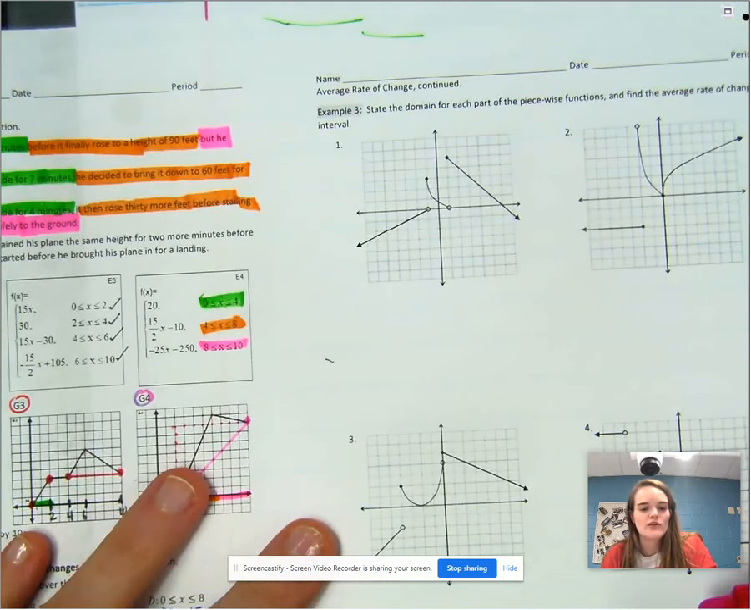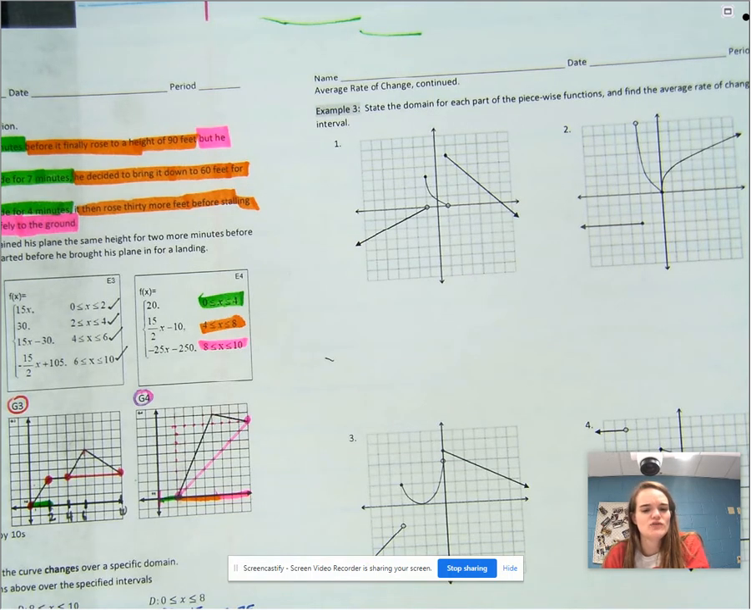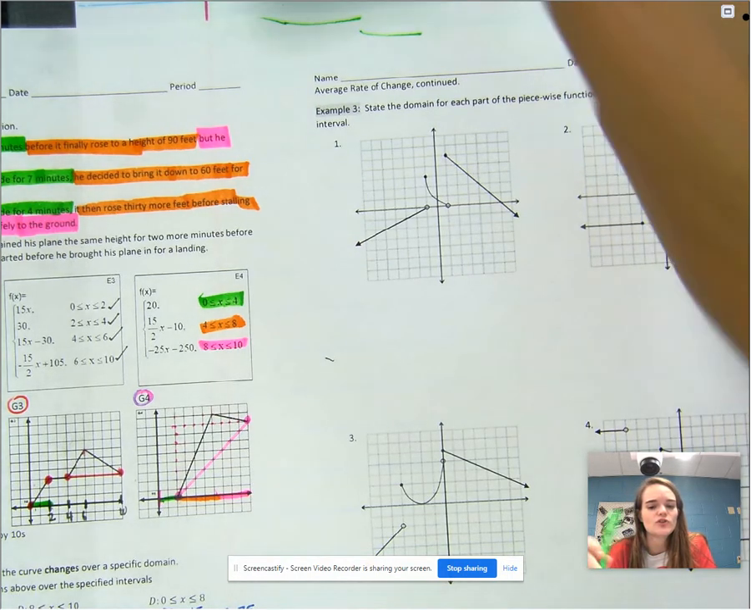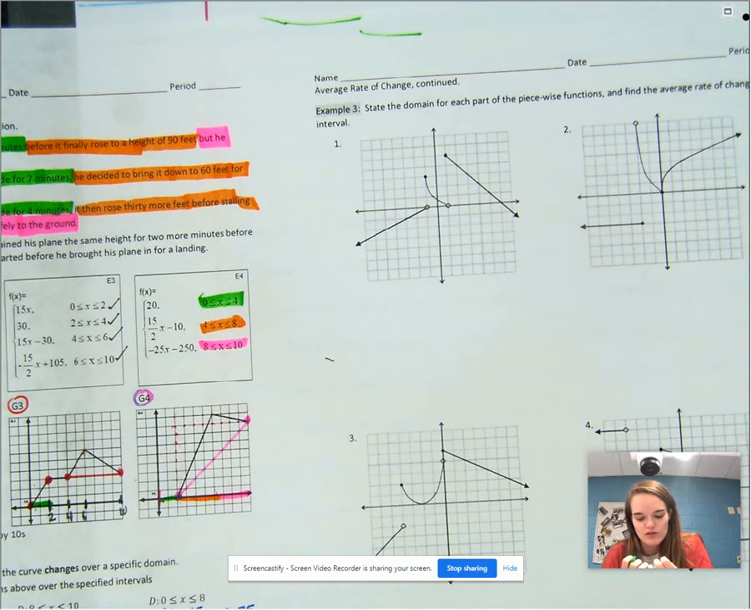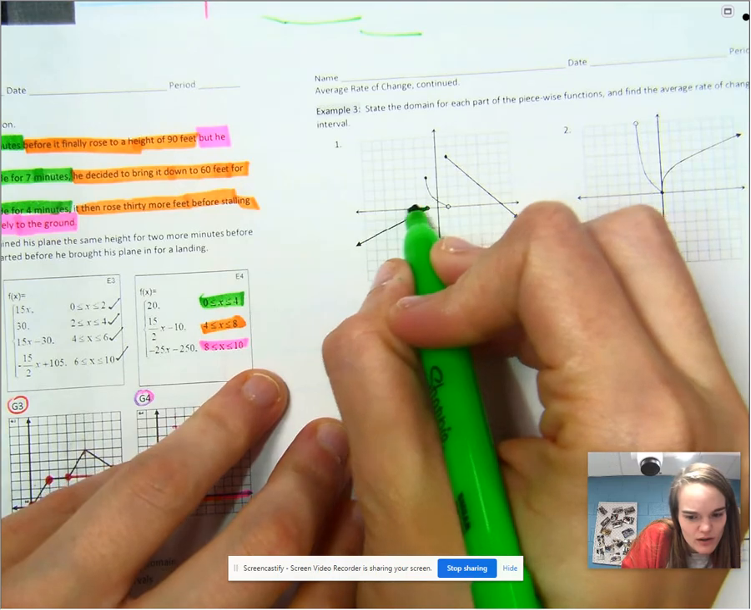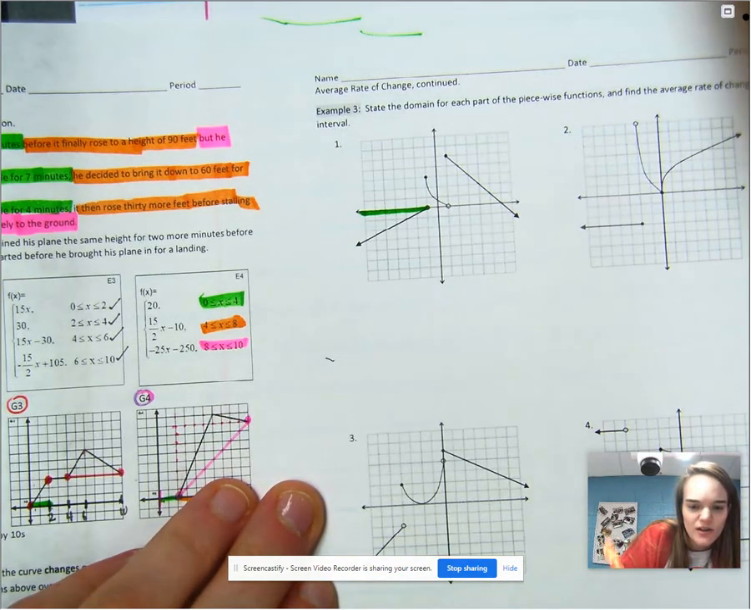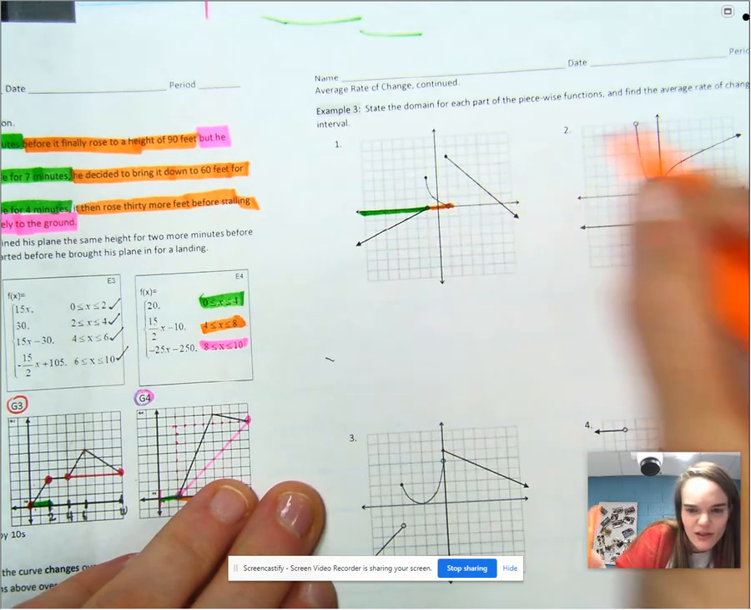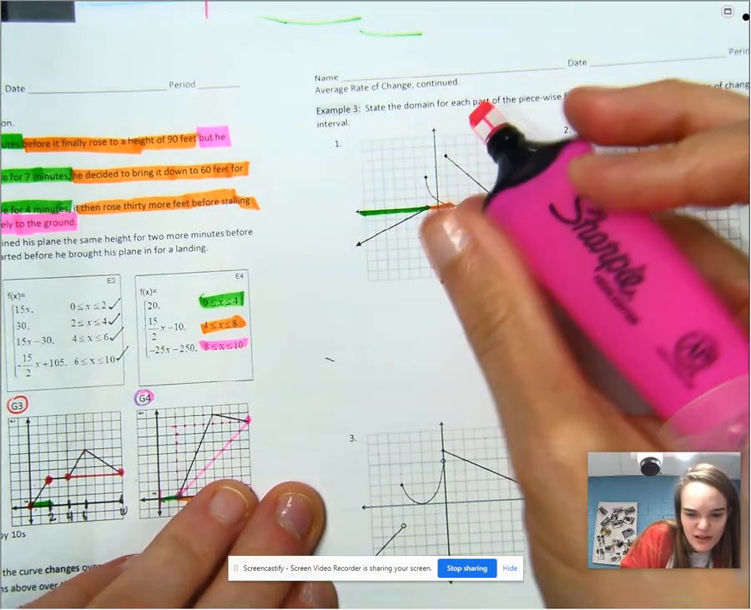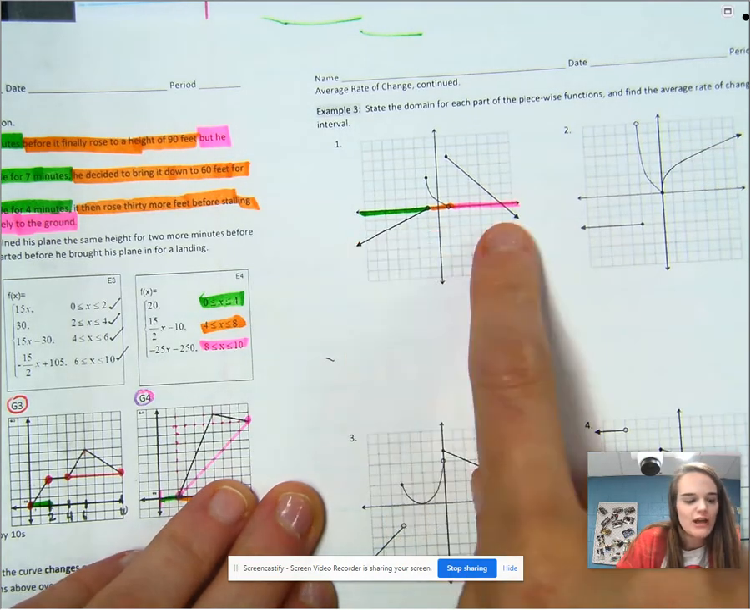Okay, first of all, though, it says state the domain for each part of the piecewise function and then find the average rate of change for each interval. So first of all, we have to state the domain. We've done that before. We're going to highlight every piece where it's changing, here, here, and here. Okay, and then we're going to actually list them.